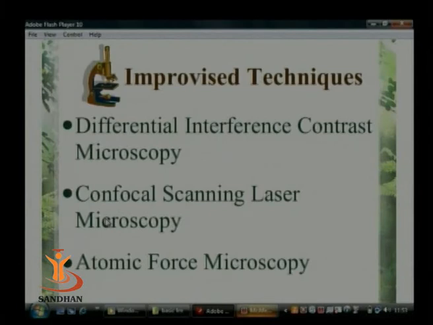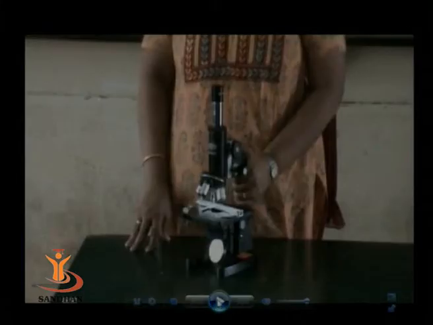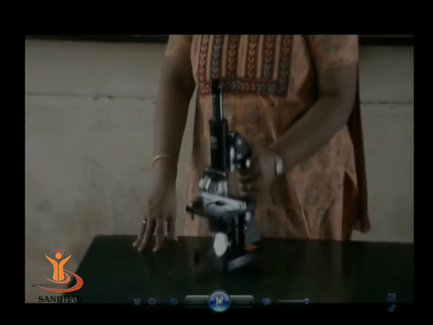One is differential interference contrast microscopy, where the principle of handling is more or less similar to that of phase contrast microscopy. The next one is confocal scanning laser microscopy, where usually what we observe in a microscope is only the surface of the sample, what remains at the top of the laid down smear. But confocal scanning laser microscopy enables us to visualize the different types of objects which are present at the depth of a mass of the sample. And then the last one is atomic force microscopy, which is also an advanced microscopy, and we have already acquired the film, so let us look at that.